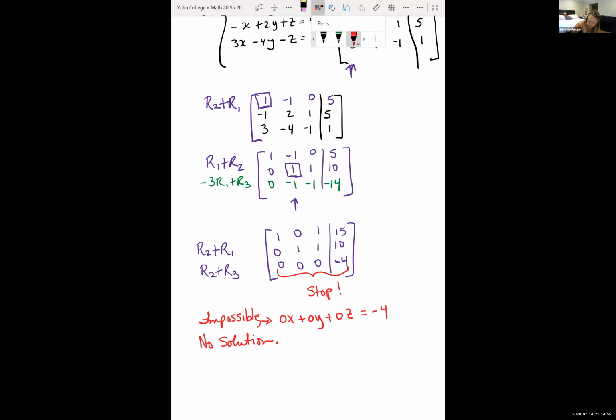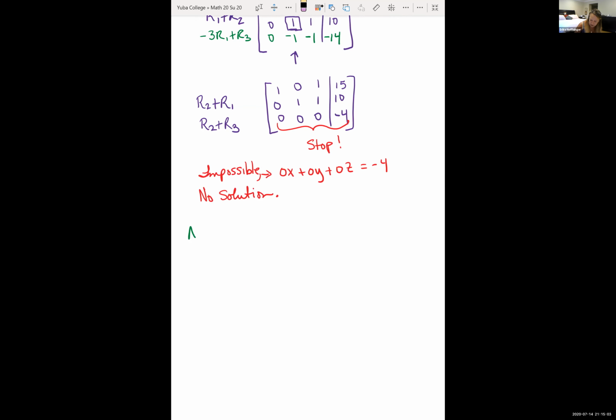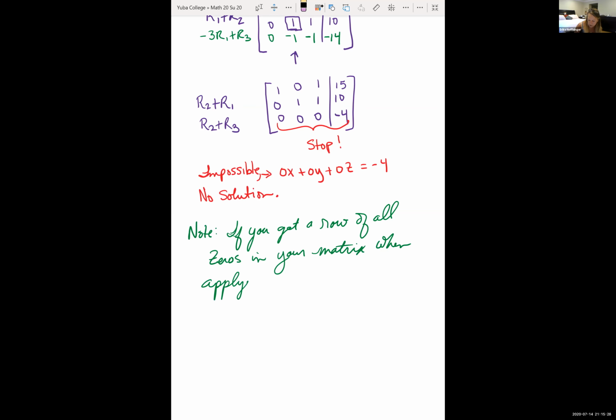So let's write that down. So note, if you get a row of all zeros in your matrix when applying row operations, then your system has an infinite number of solutions.